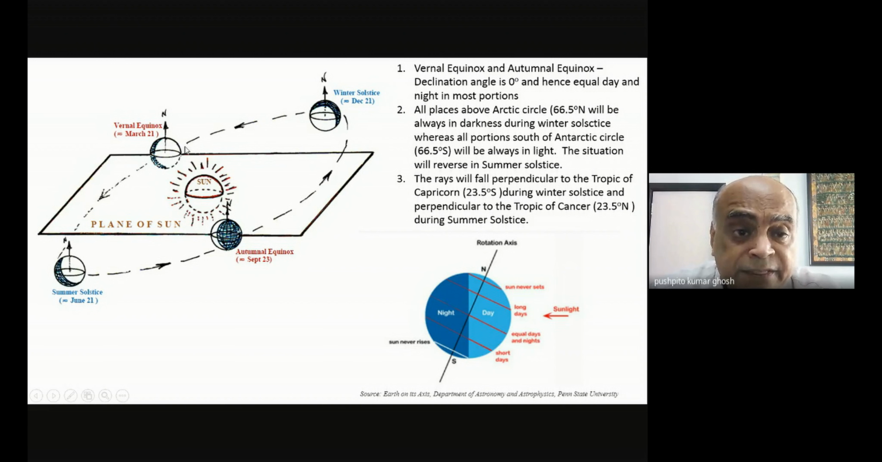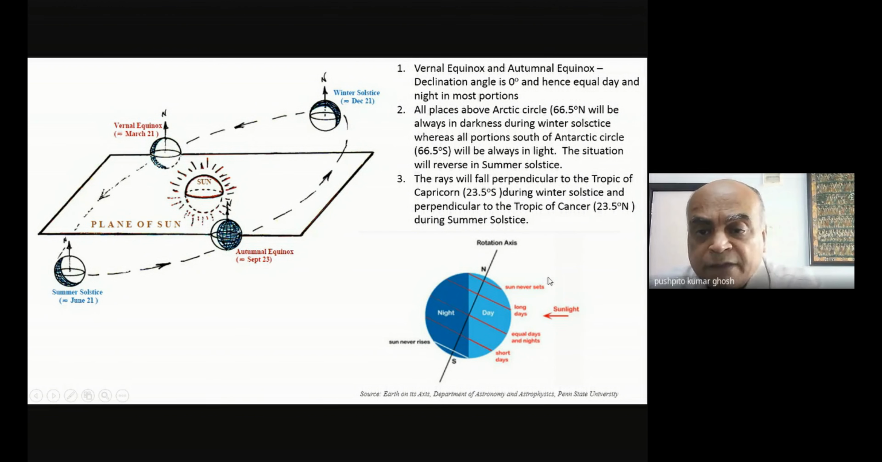All right, in these two cases you will have equal time of light and darkness, whereas here you will have a situation where in the northern hemisphere there will be relatively more darkness and relatively less light, and during the summer solstice you'll have relatively more light and relatively less darkness in the northern hemisphere.